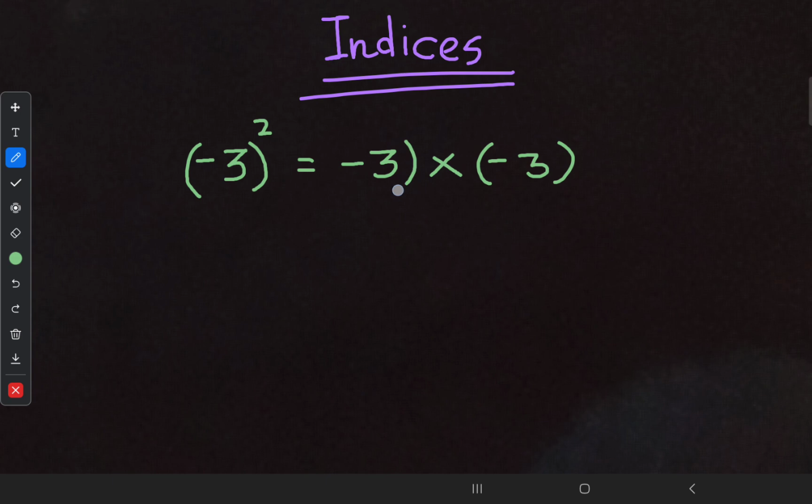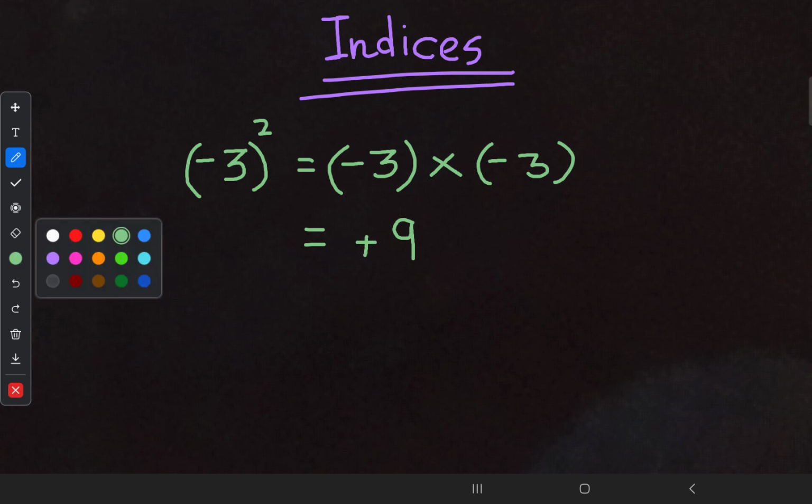Negative 3 should be multiplied twice. The number of times is 2. So negative 3 multiplied twice: negative 3 into negative 3, that is 3 threes are 9. Negative into negative is positive.